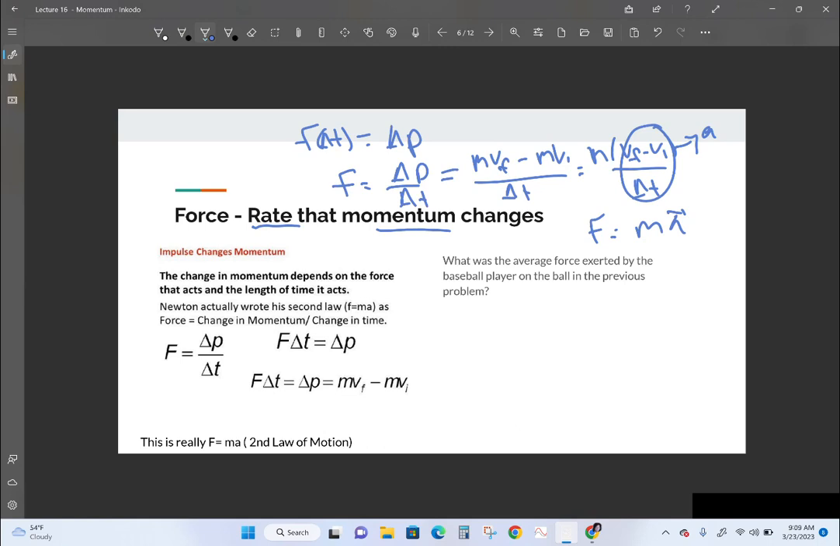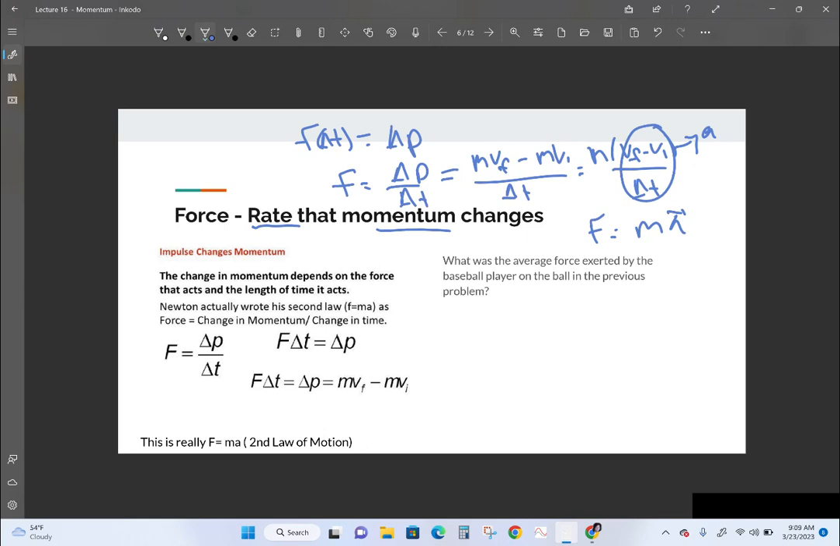When Newton came up with Newton's second law, this is how he derived it. He derived it in this way. He defined force, that push or pull or outside action that causes a change in momentum, as the rate of change in momentum.